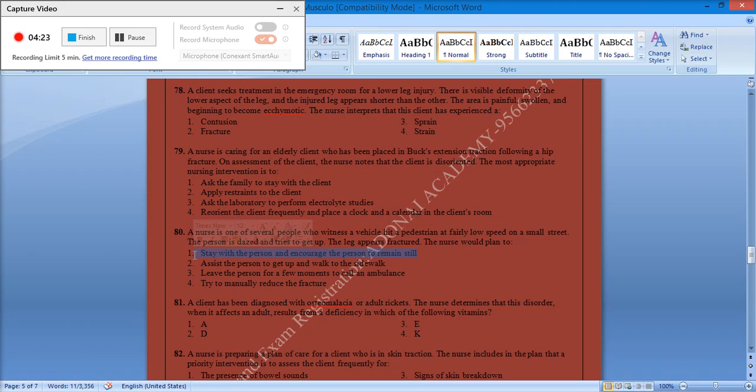81. A client has been diagnosed with osteomalacia, or adult rickets. The nurse determines that the disorder, when it affects an adult, results from a deficiency in which of the following vitamins? 1. A, 2. D, 3. E, 4. K. The correct answer is 2, D.